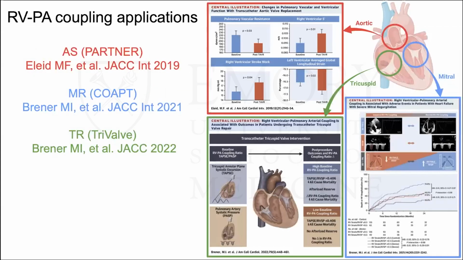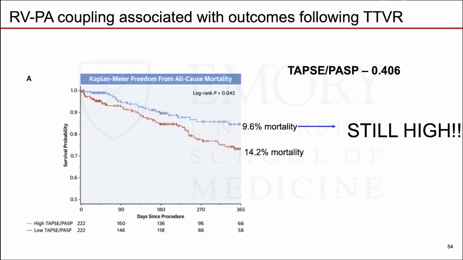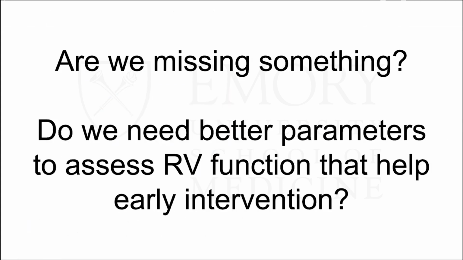This parameter is now being used in several other valvular diseases as well, like aortic stenosis and mitral regurgitation, as an indicator or prognostic factor for outcomes. But if you carefully look at the study from tricuspid regurgitation intervention, patients with high TAPSE to PASP still had 9.6% mortality, which is, I think, still pretty high, especially in the surgical world. So are we still missing something, or do we need better parameters to assess RV function that can help early intervention in these patients?